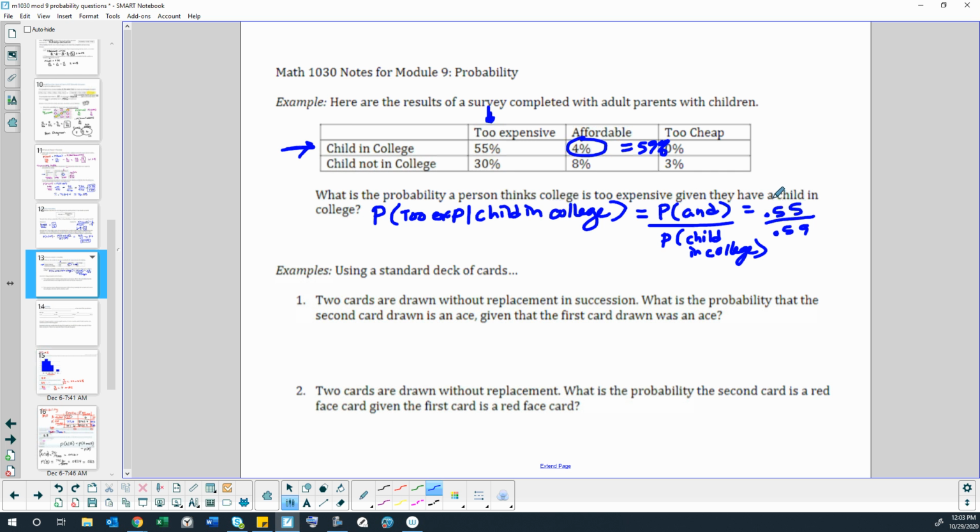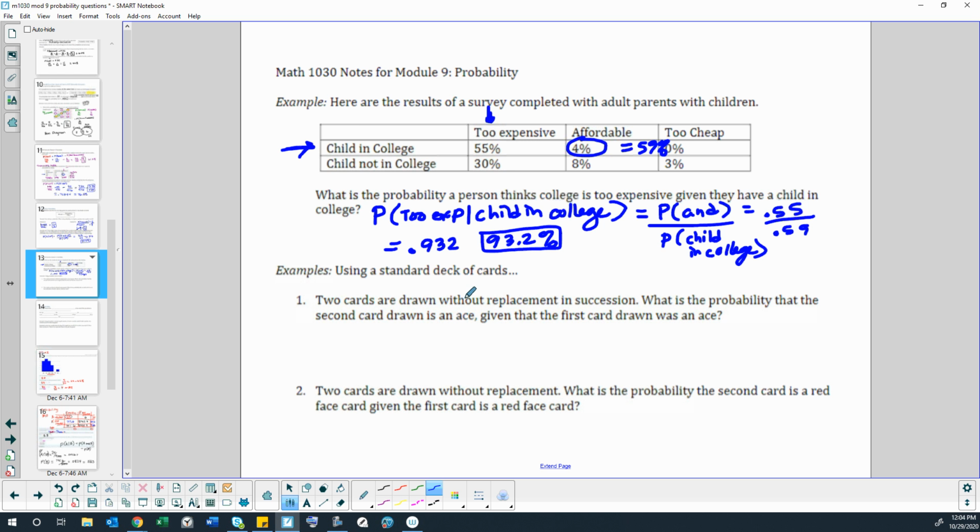So the top probability is the probability of having both a child in college and finding it too expensive. Then we're dividing by the probability of just having a child in college. And that will give us the probability of a parent thinking it's too expensive given that they have a child in college. So then we divide those two numbers and we get 0.932, which is a pretty high 93.2% of parents surveyed in this little survey that believe college is too expensive given the fact that they have a child in college.